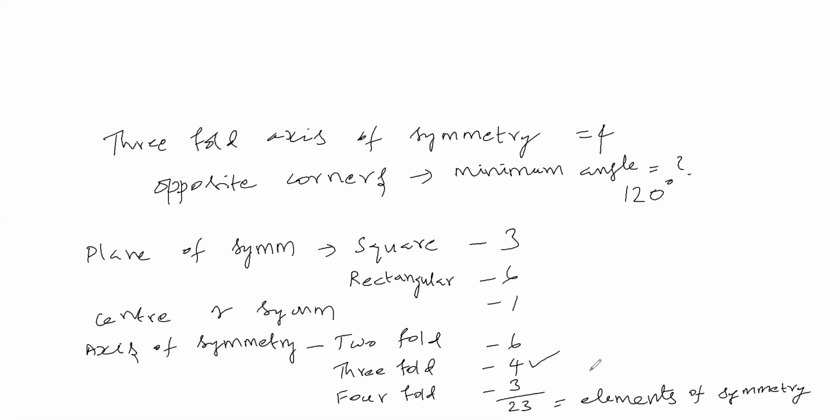Now we completed elements of symmetry. In elements of symmetry, what are the coming means? Plane of symmetry, center of symmetry, axis of symmetry. In plane of symmetry, square plane of symmetry and rectangular plane of symmetry. Then in axis of symmetry, two-fold axis of symmetry, threefold axis of symmetry and fourfold axis of symmetry. Combining all we are getting 23. 23 is called elements of symmetry.